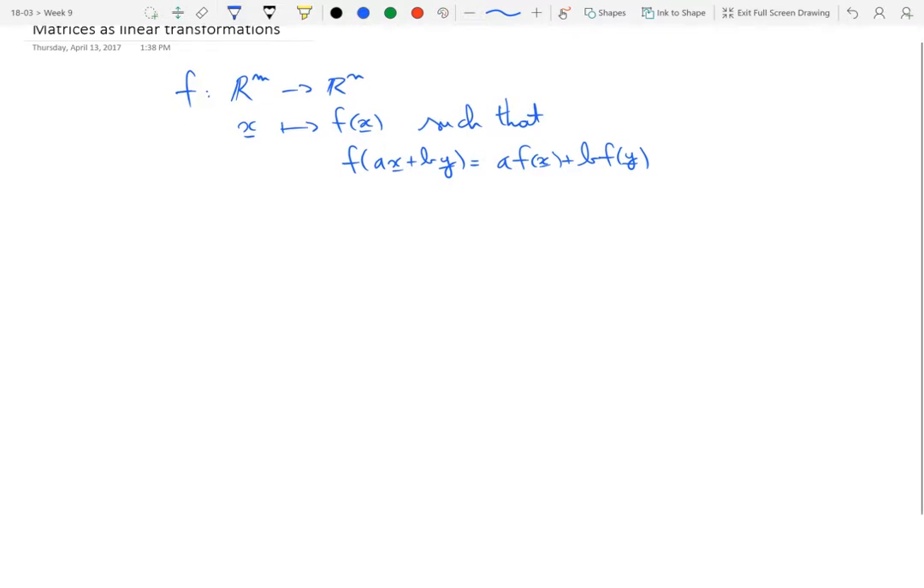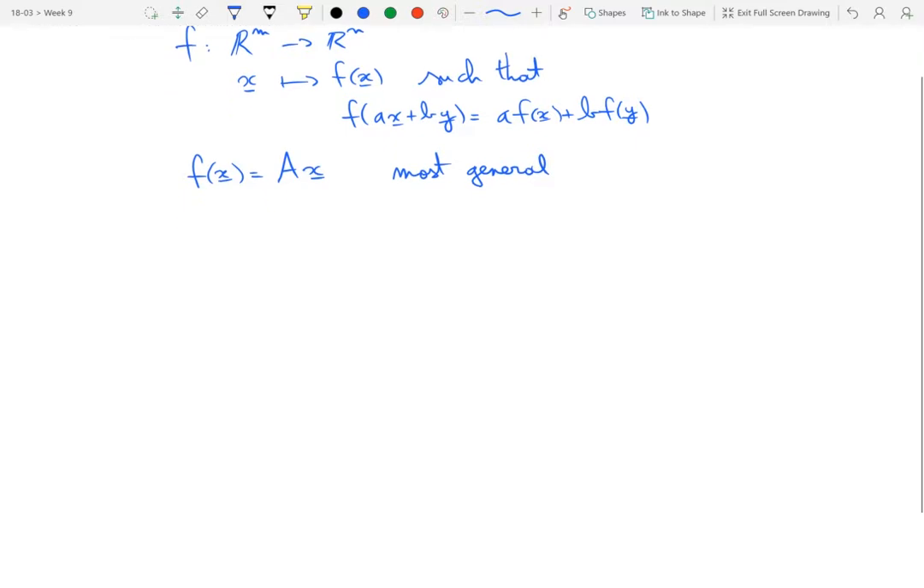Now, any such linear map must be written as the matrix product A times X for some matrix A. In fact, this is the reason the matrix product is written in its form. It's because it encodes linear transformations on vectors. So that ends up being the most general way of writing such a linear transformation. It's with the matrix vector product. So let's see a few examples of that.